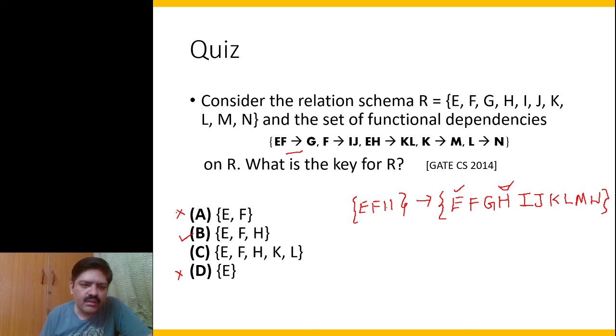But what about option C? E, F, H, K, and L. Well, this should determine all attributes, but then we have some additional attributes beyond what we need to determine all the attributes. So since we have additional attributes, we call this a super key and not just a key. So for this question, the best choice is B.